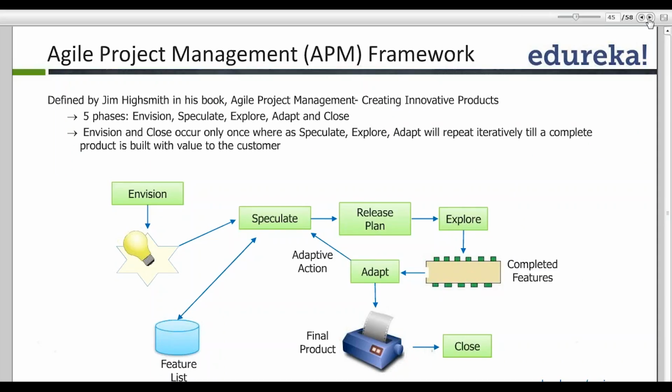Now envision and close occur only once, whereas between speculate and adapt you do it in an iterative manner till the product is finally built. So you do multiple rounds of iteration between speculate, explore and adapt, and you keep on doing this till you come up with a final product. So that is what we do as a part of our Agile project management framework.